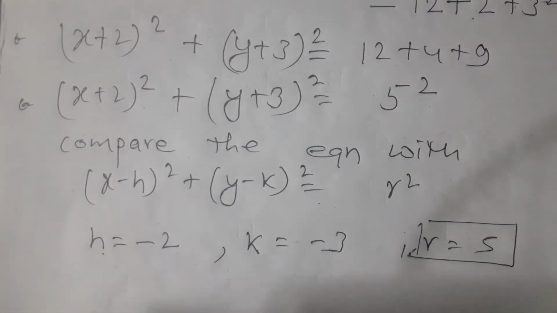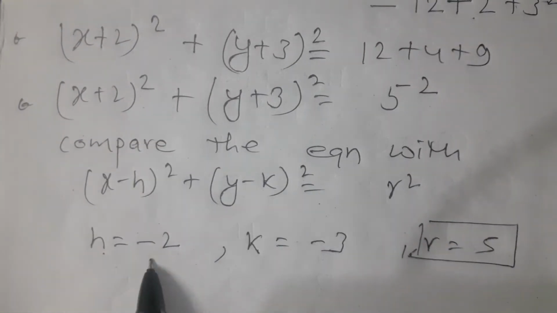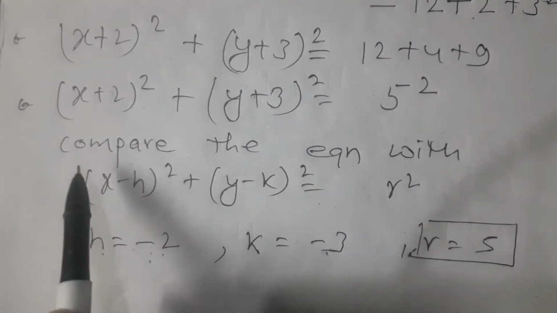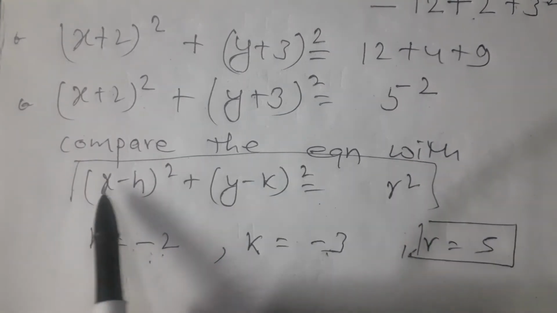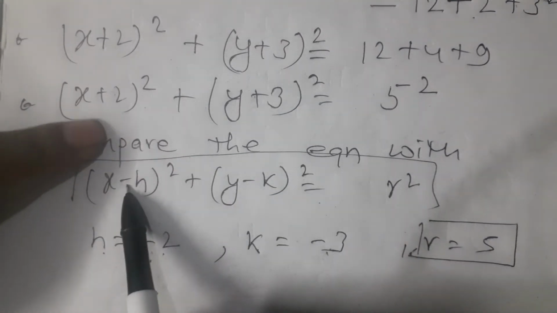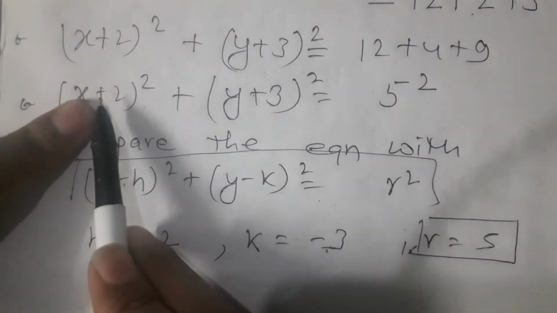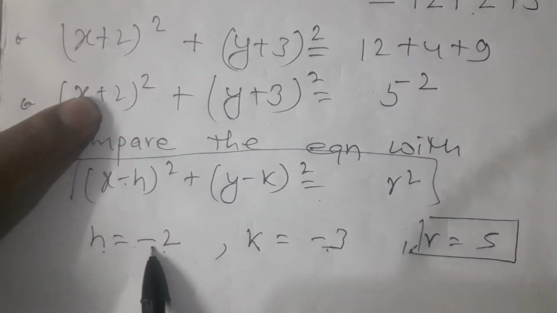Now let me tell you one more thing here. Why is our h becoming minus 2, while we can see here it is plus 2 and plus 3? Because our original equation formula is in minus form, so when I trace out this value, this minus will be transferred to here. If the equation was minus here, then I wouldn't have written this minus 2.